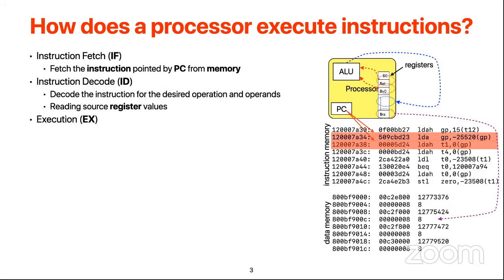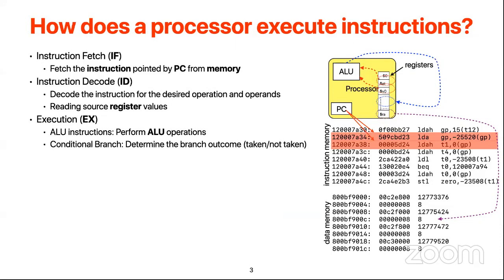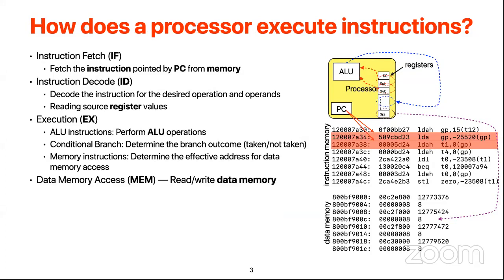The next stage is the execution stage. Depending on what the instruction is, if it's an ALU operation, then we just use the ALU to perform the arithmetic or logical operations. If it's a conditional branch, you need the ALU to calculate the branch outcome. Otherwise, for memory operations, you still need the ALU to calculate the effective data memory address. So that's the execution stage.